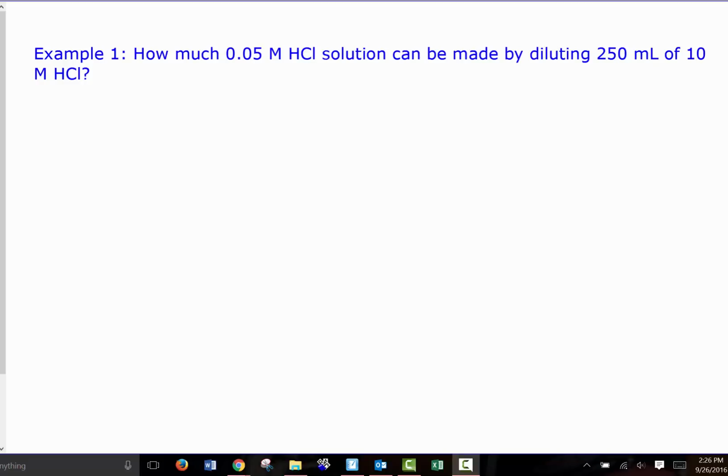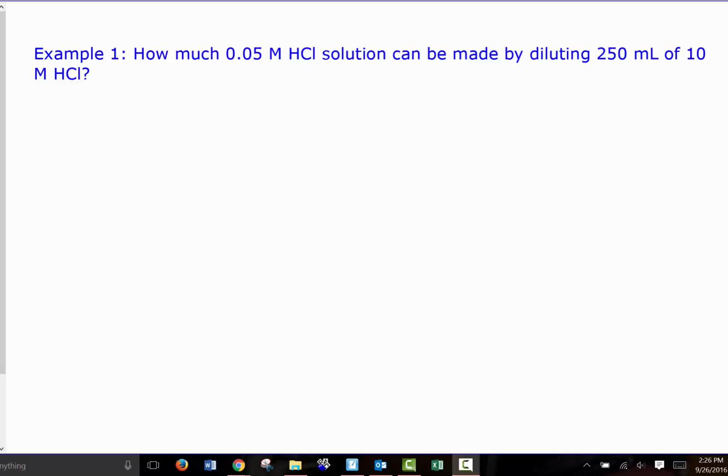Okay, let's work out the answer for this question. How much 0.05 molar HCl, hydrochloric acid, solution can be made by diluting 250 mils of 10 molar HCl? So the first thing we need to do is recognize that we are talking about a dilution.